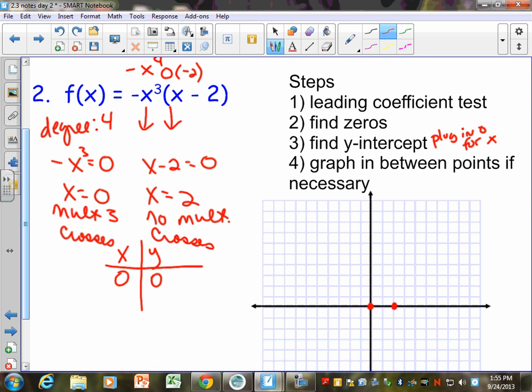Do you agree that from here and here, both of them should be going down? And since it crosses, do you agree that when I pick a point in between, it better be up here somewhere? Otherwise, it's not going to be crossing. So that's going to help us here. What do you think would be a good point to pick? You have to pick points in between your zeros to see what's happening. So if we pick 1, you can use your calculator, but you're going to get negative 1 times 1 minus 2, which is negative 1. I think we're just going to get 1, 1.